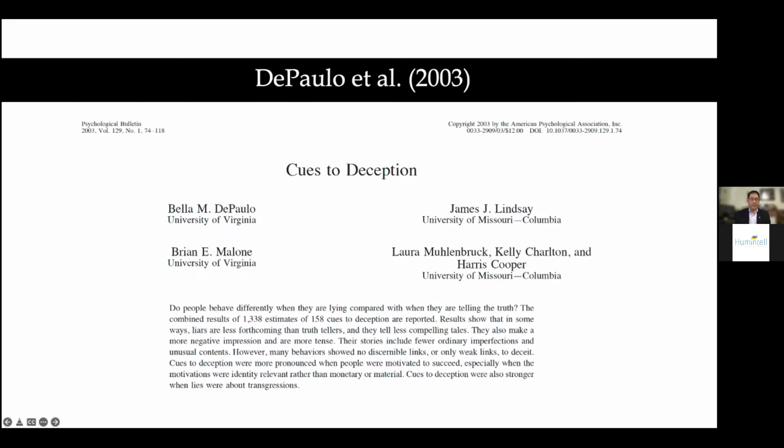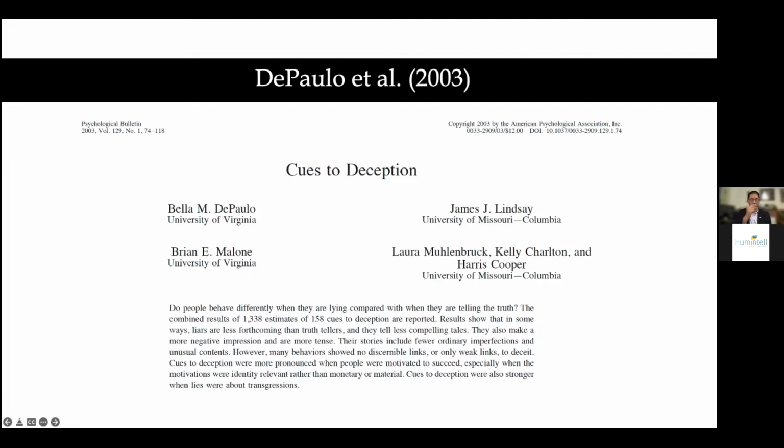Bella DePaulo and colleagues conducted this meta-analysis at this time where they aggregated all of the findings from most of the research on behavioral indicators of deception published until that time. To give you an example, if you can see the abstract here, they had 1,338 estimates of 158 cues to deception across, I don't remember the number of articles, but you can imagine it's a large number of published research articles in this area. So it's a huge amount of work. And my hat's off to them for conducting that meta-analysis because it was great to do so.